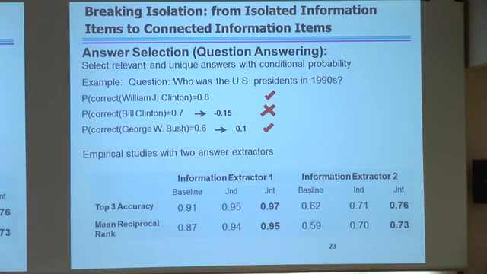We also did an empirical study about this new approach. Considering a baseline, the previous state-of-the-art approach in the question answering community, we compare this joint probability model with the independent probability model on two data sets with two types of information extractor, and it shows relatively good performance. It improves the previous state-of-the-art results. The math details about how we do inference and learning, and also the empirical details, are in our paper, which I will reference by the end of this talk.